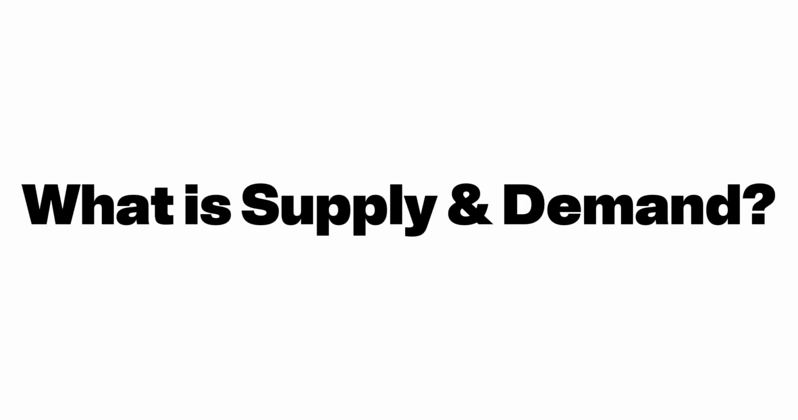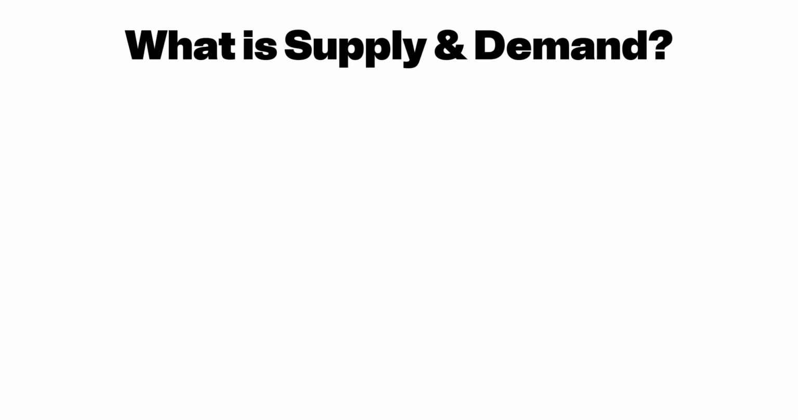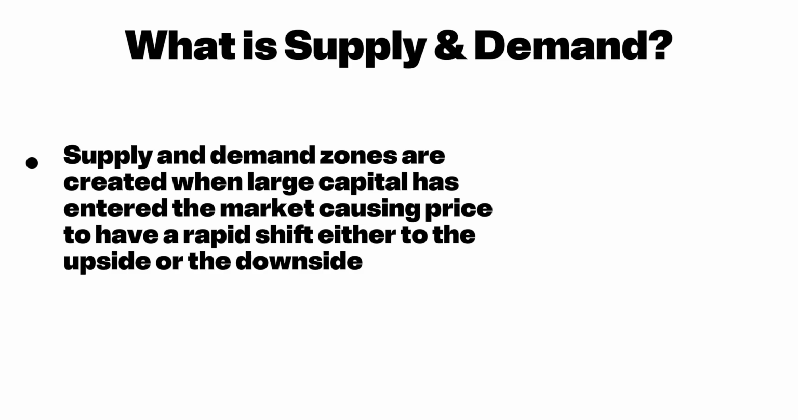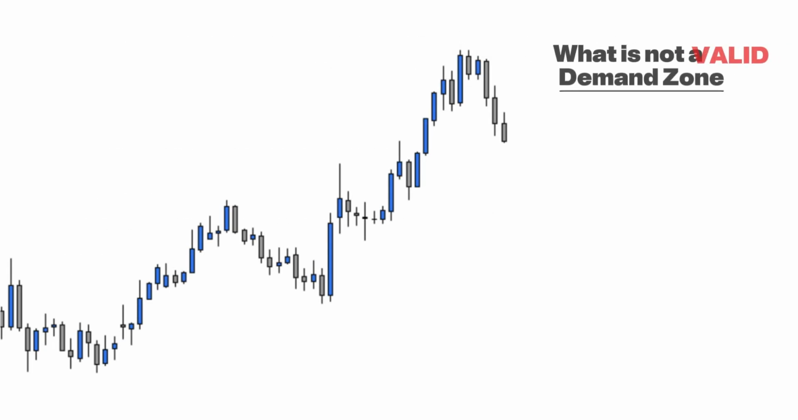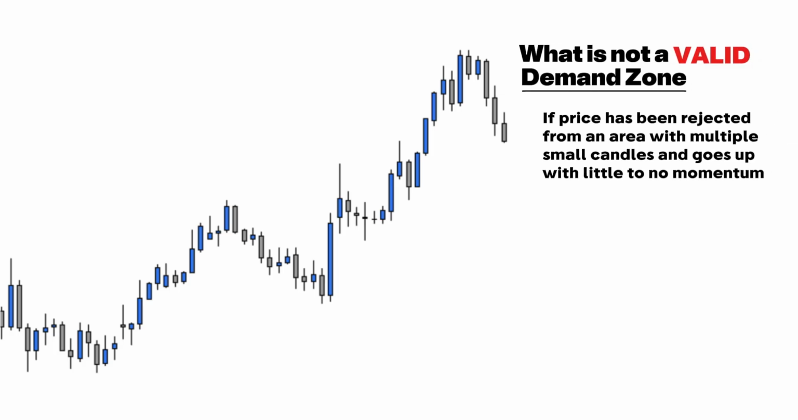Now, let's talk about what supply and demand actually means through a smart money lens. In smart money concepts, supply and demand zones are created when large players enter the market, causing price to move with speed and intention. These zones are not formed from weak reactions or random consolidations. For example, we do not consider an area a demand zone if price simply taps it with several small candles and slowly moves away. That type of reaction usually signals indecision and not institutional involvement.